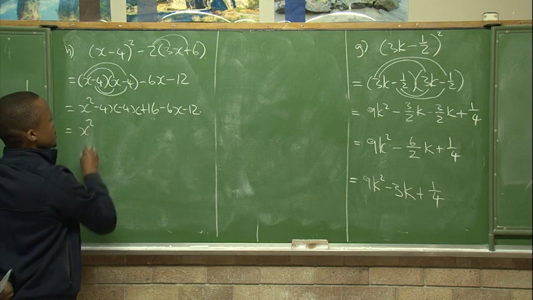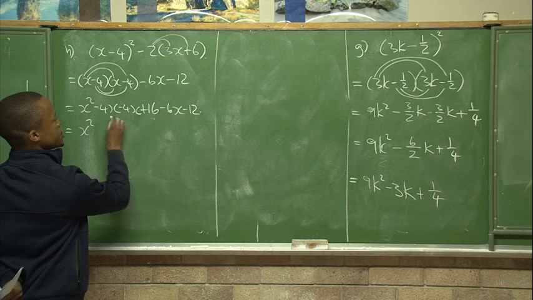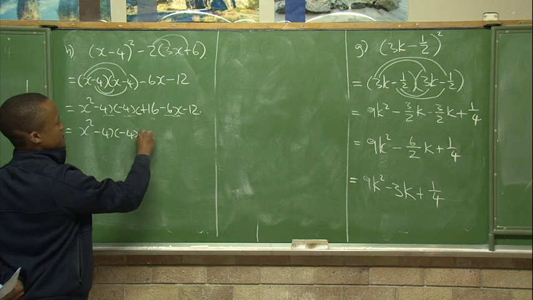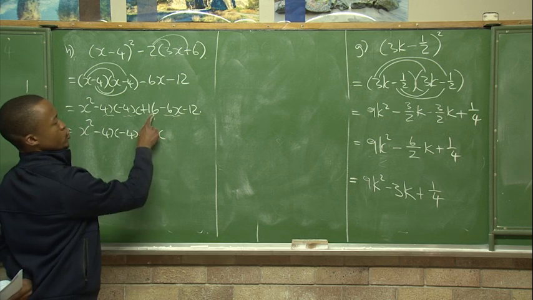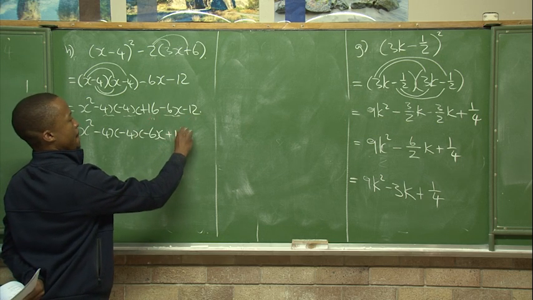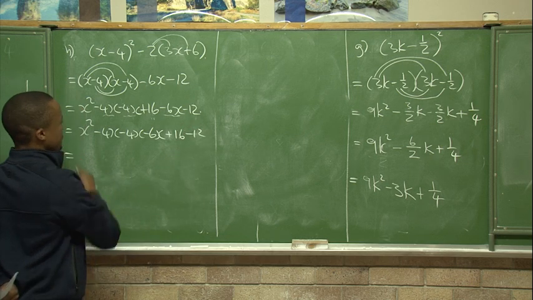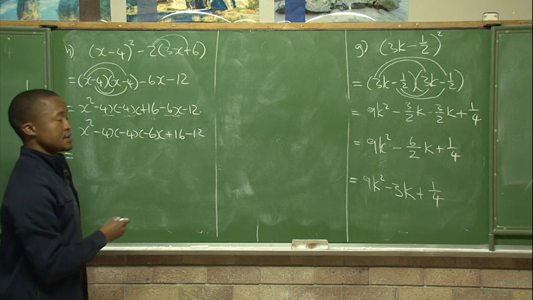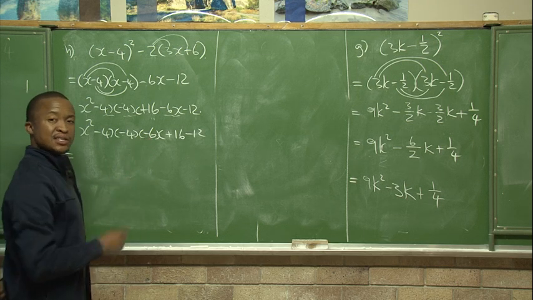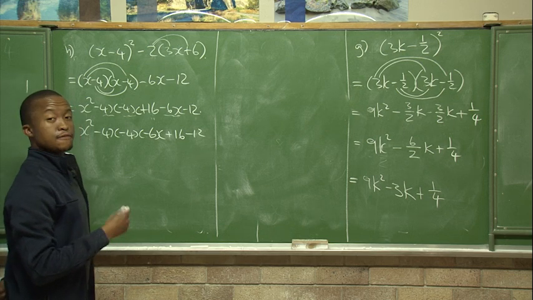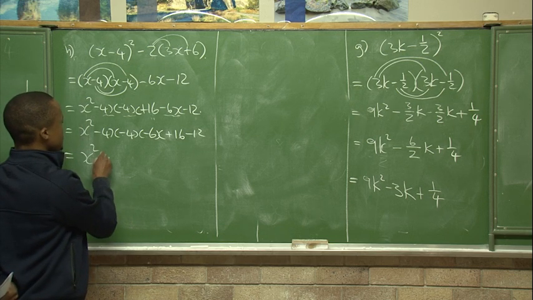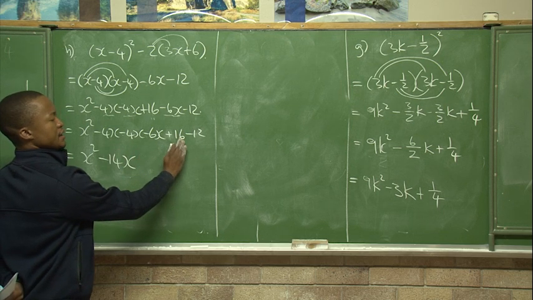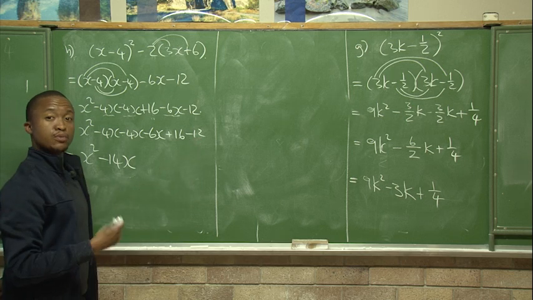So we still have x squared as our term there. Now we group the like terms: negative 4x minus 4x minus 6x. And then we group the constants together. Negative 4 minus 4 gives us negative 8, and negative 8 minus 6 gives us negative 14. So here we'll have minus 14x when we combine all the x terms together. And then 16 minus 12 gives us positive 4.